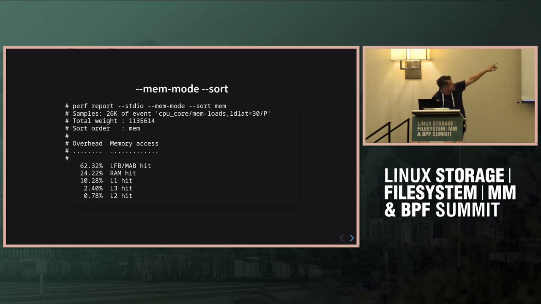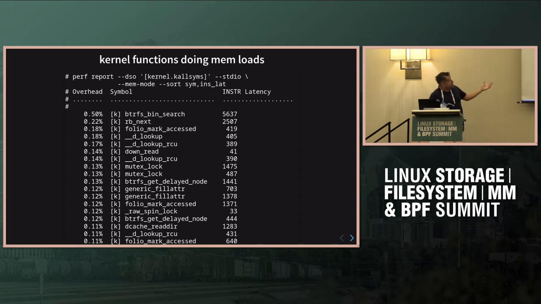So, we can see that if I say --sort mem, the type of memory or the level of cache, we can have a breakdown for this. We can do other things like perf report --dso kernel, just for the kernel, because this perf.data file was recorded for kernel and user space, so I'm throwing away the user space part. And then I can say, tell me the symbol and the instruction latency for that. And then you see that find was on a BTRFS file system. So btrfs_bin_search is the one having the most mem loads, accessing memory that's probably not in the cache, so causing cache traffic. And then you're gonna see the other ones.